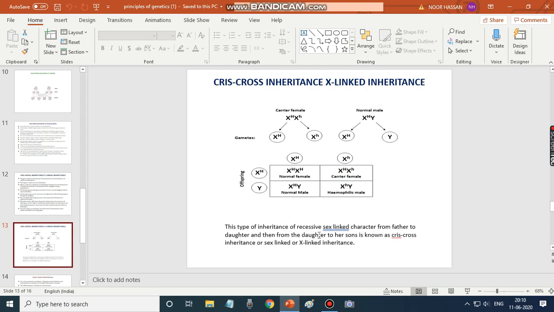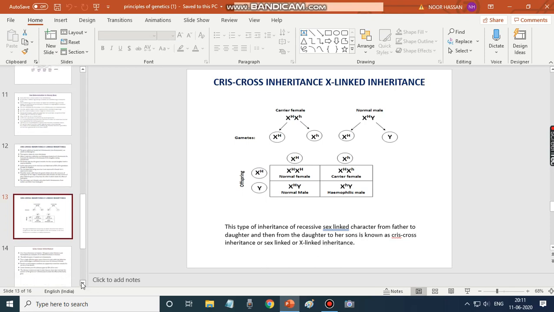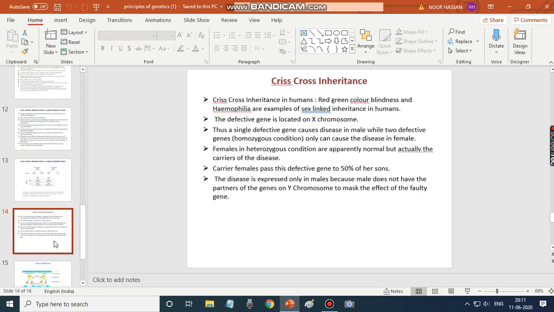This type of inheritance of a recessive sex-linked character from father to daughter, and then from the daughter to her sons, is known as criss-cross inheritance, or sex-linked or X-linked inheritance. So this is about criss-cross inheritance. We shall move on to the next one. This is criss-cross inheritance in humans.